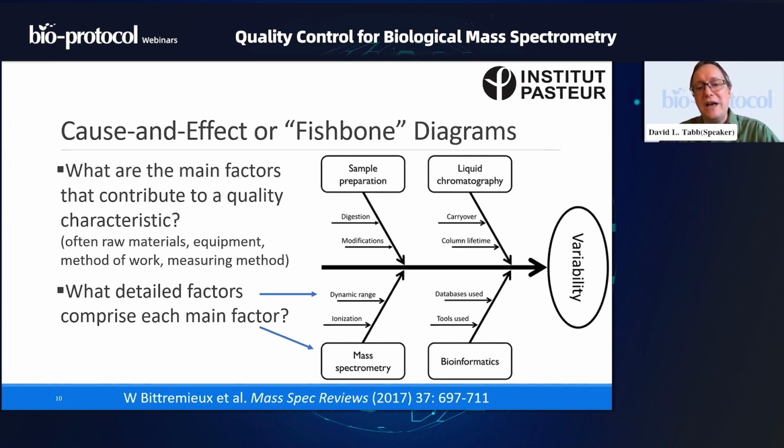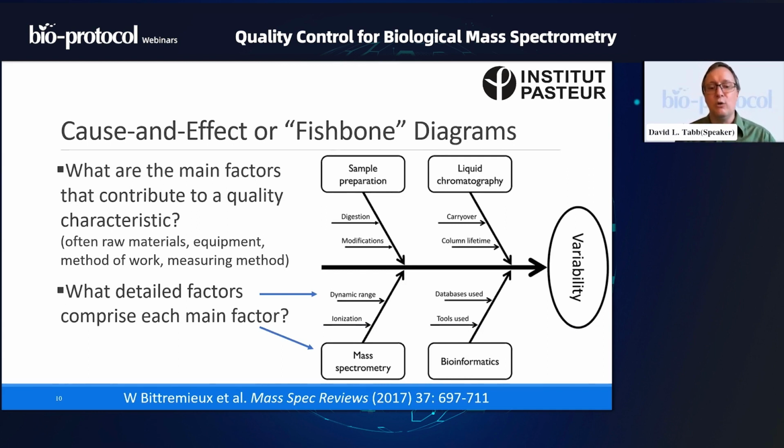And then once you have a main factor, you can subdivide that into others. Sample preparation is not a monolithic process that we go through. It's something that includes the key step digestion and the key step modifications. It might be that we are using some sort of enrichment, as I mentioned, to look at phosphopeptides. That would be an example of a special form of sample preparation.